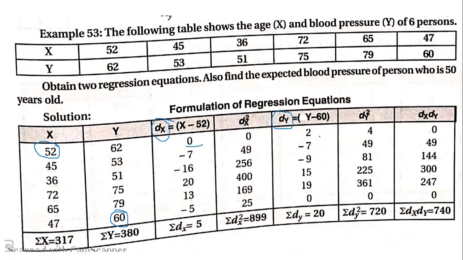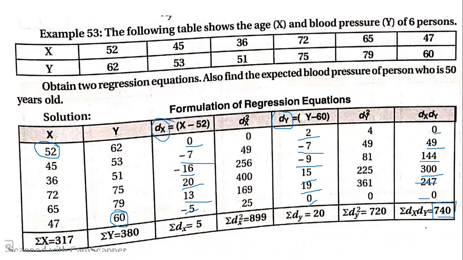0 into 2 is 0. Minus 7 into minus 7 is 49. Minus 16 into minus 9 is 144. 20 into 15 is 300. 13 into 19 is 247. Minus 5 into 0 is 0. Any number into 0 is 0. Okay, so we got the total of sigma dx dy.